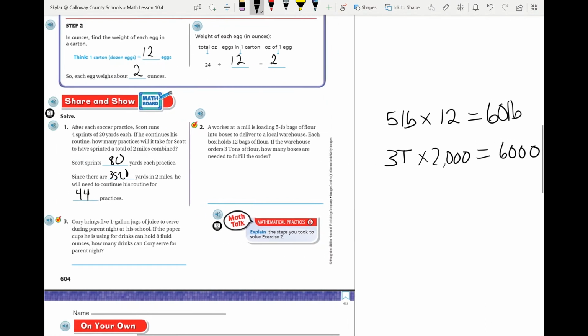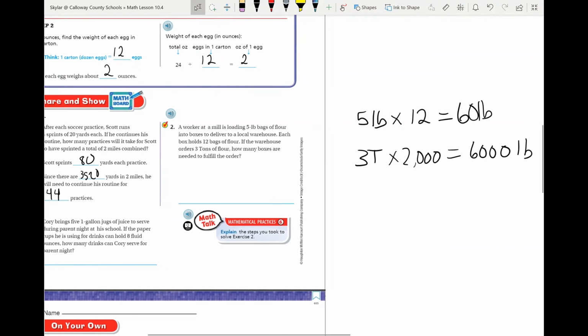So how many boxes are needed to fulfill that order? Well, you have 60-pound boxes and you need 6,000 pounds. Since we're just working with powers of 10, we can just count how many zeros we're going to need. We're going to need 2 zeros to make a 60 a 6,000. So that means 6,000 divided by 60 is going to give us 100, because 60 times 100 is 6,000. And we just see how many zeros we're missing. It's the same beginning number, a 6, and then it's just followed by zeros, so we can just do that.